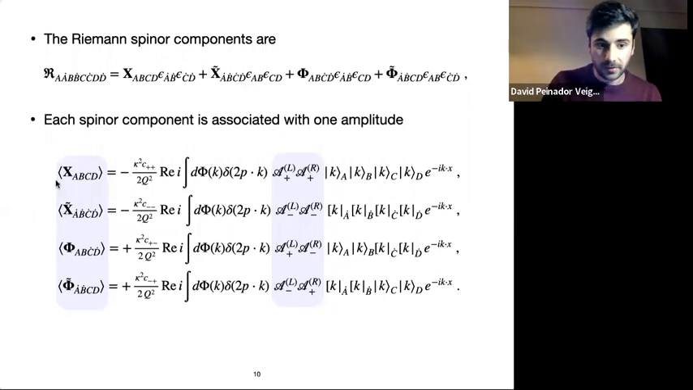In particular, the first two are, at linearized level, equivalent to the Weyl spinors, which of course are related to the graviton degrees of freedom. And the second two are related to the dilaton and the axion.